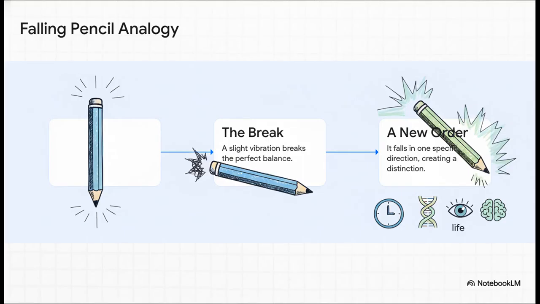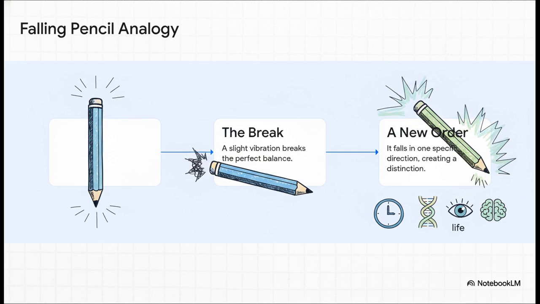Think about this pencil. When it's balanced perfectly on its point, as you see there in step 1, it's in a state of perfect symmetry. It could fall north, south, east, west. Literally any direction is equally possible. But it can't stay like that.